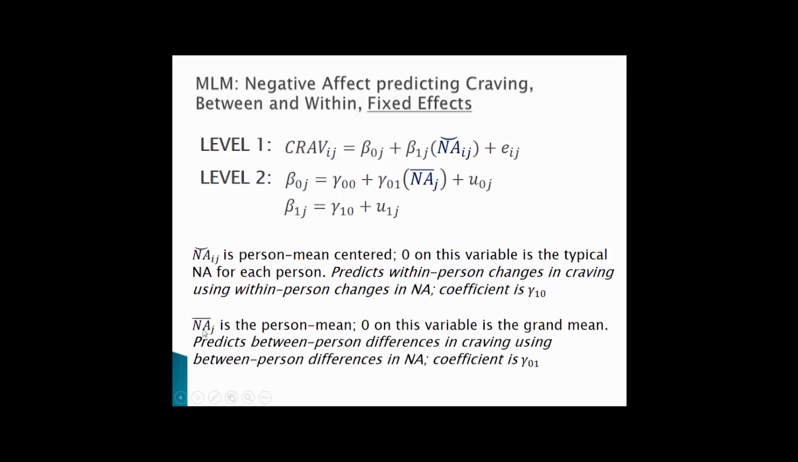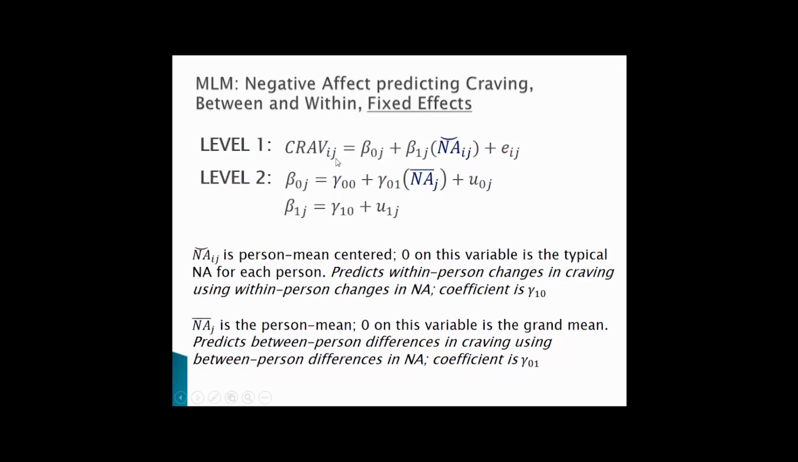Negative affect J is the person mean, and the negative affect with the straight bar on top, J, is the person mean. 0 on that variable is the grand mean of negative affect. And variation in this variable is going to predict between person differences in craving from between person differences in negative affect. The coefficient that we estimate for that is this gamma 0, 1.